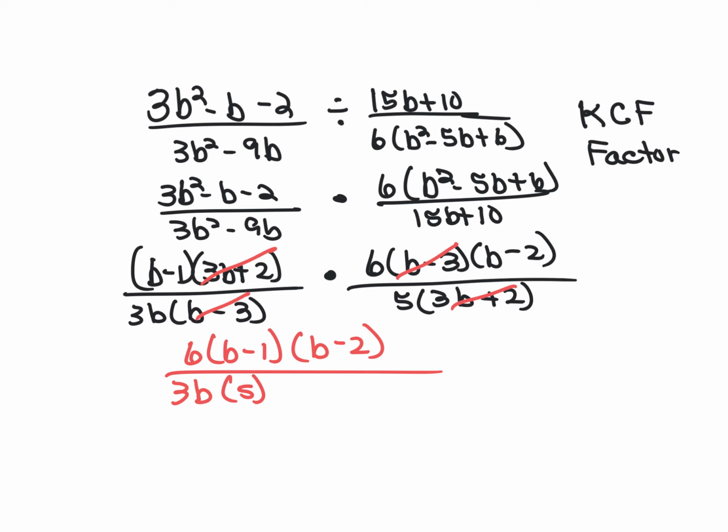Okay, we can go ahead and cancel. 3 will go into 6 2 times, and that will give me a final answer of 2 times b minus 1 times b minus 2 over b times 5.